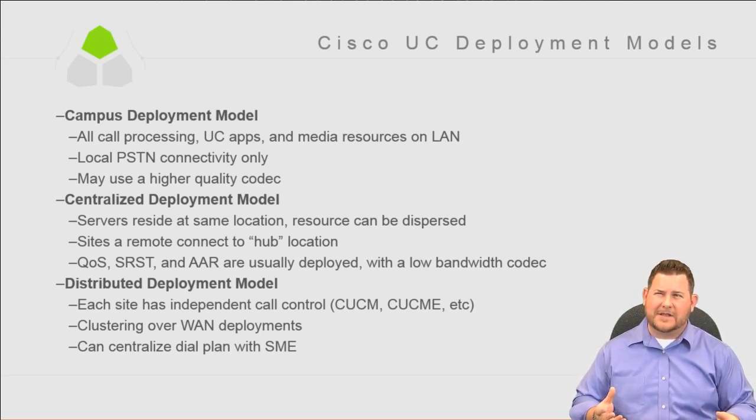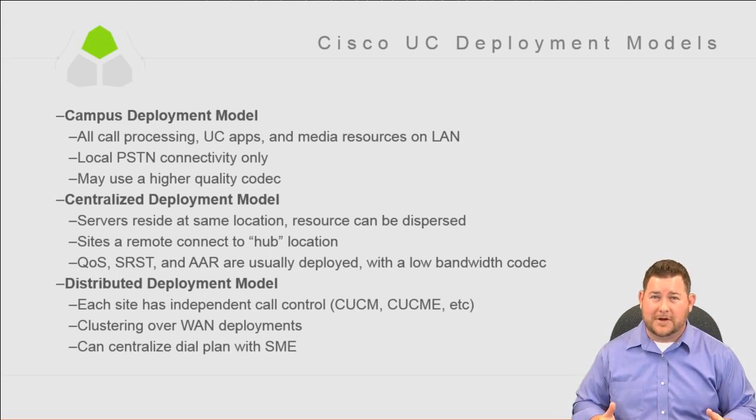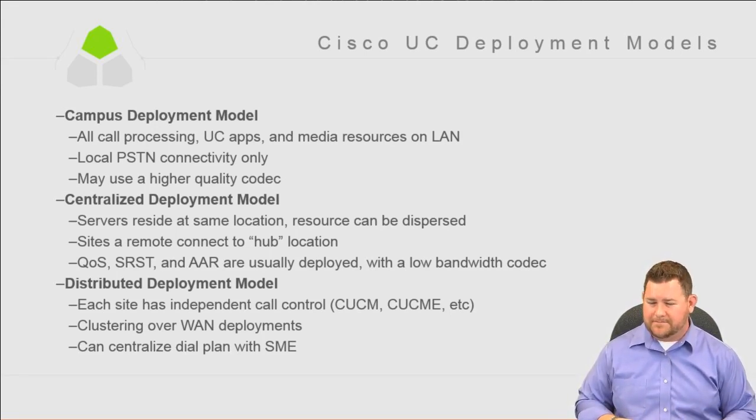I should say low bandwidth, not quality, I guess. But the higher quality codec, of course, you can use in the campus model because it's all going to be on your local area network. So that's the differentiation. Everything is on the LAN at that point.